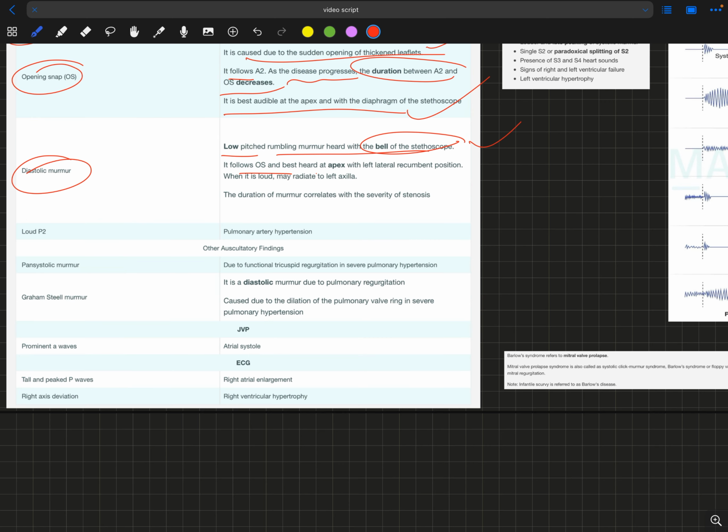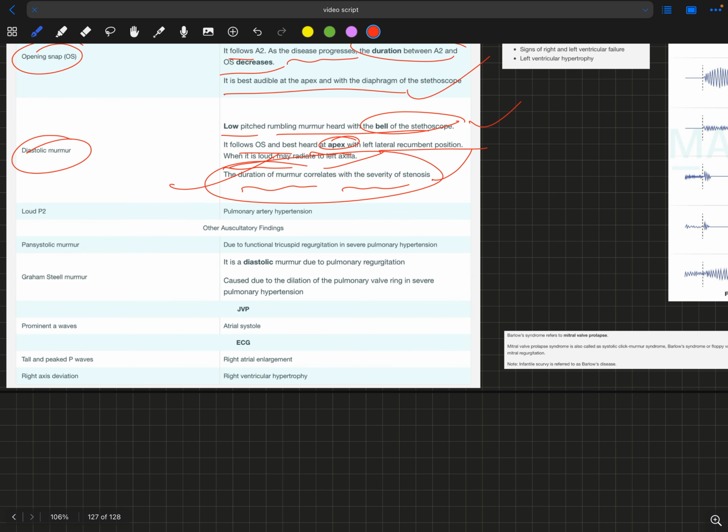The diastolic murmur will be heard here also. It is a low-pitched rumbling murmur heard with the bell of the stethoscope. It follows the opening snap and is best heard at the apex in the left lateral recumbent position. When it is loud, it may radiate to the axilla. The duration of the murmur correlates with the severity of stenosis. We assess the severity by the A2-OS interval in case of MS.